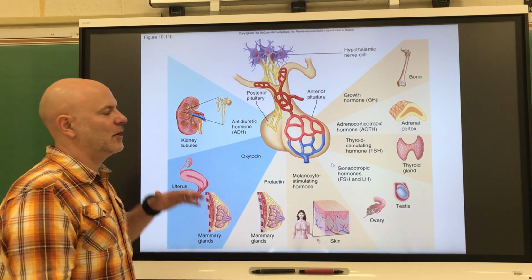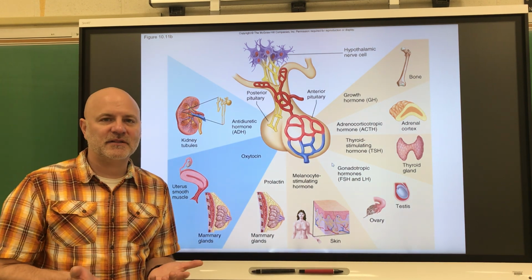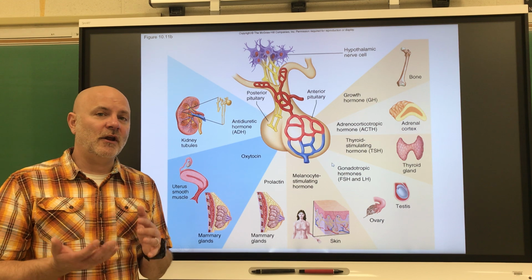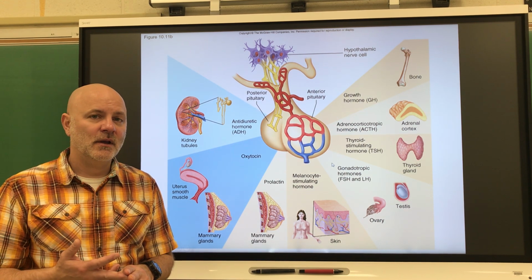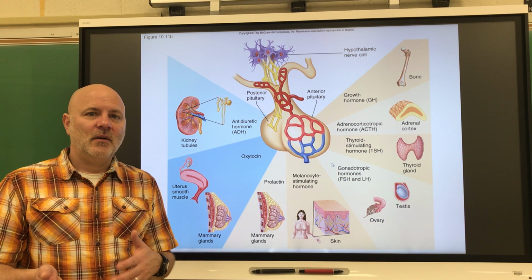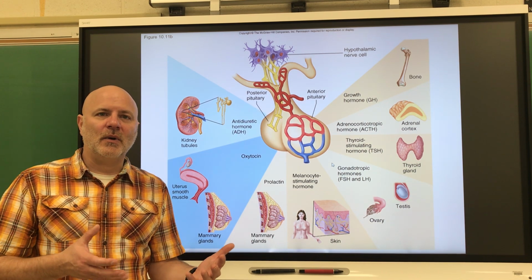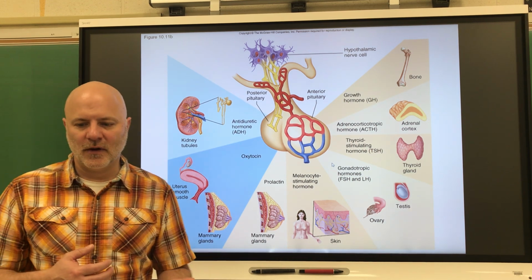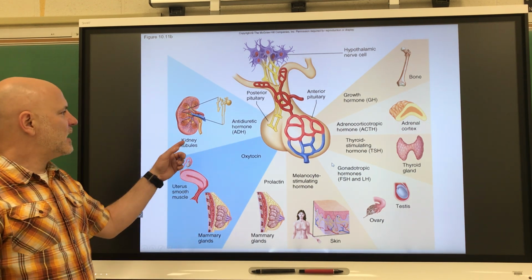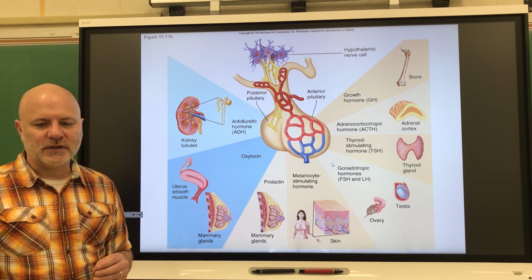So what our kidneys are going to do is filter our plasma. They're going to get rid of metabolic waste, excess salts, and excess water. All right, that's what becomes urine. But when we secrete antidiuretic hormone, we're going to retain more of that water in our body and not urinate it out. Antidiuretic hormone is also a vasoconstrictor.